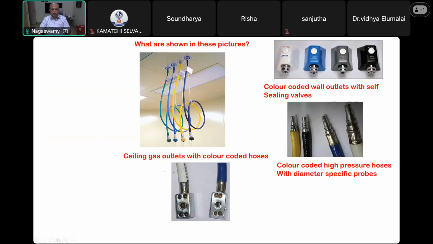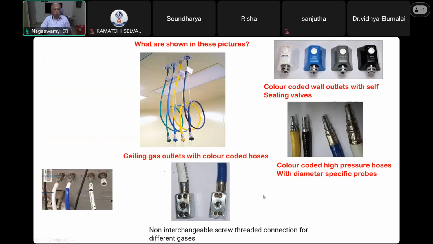Okay. And what is one peculiarity you notice in this? What is this portion called? You can connect it upside down. You can connect it either way, and this is the inlet, the outlet for the gas. From the hose, it will come through that and go to the machine. So these are the pin index holes. Depending upon the position, you can fix it this way or that way. So it can be used both ways. So non-interchangeable screw threaded connection for different gases. This is the name for that. What is this?